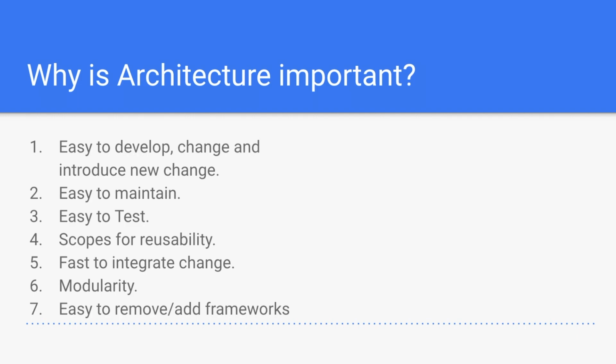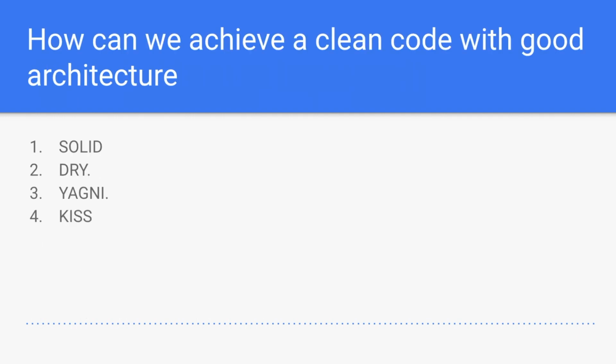Now the next topic is how we can achieve clean code with good architecture. There are a few principles, and these all depend on software architecture principles. This is not related to iOS or to mobile app development. Whatever field you go to, these principles are common, like SOLID, DRY, YAGNI, KISS.